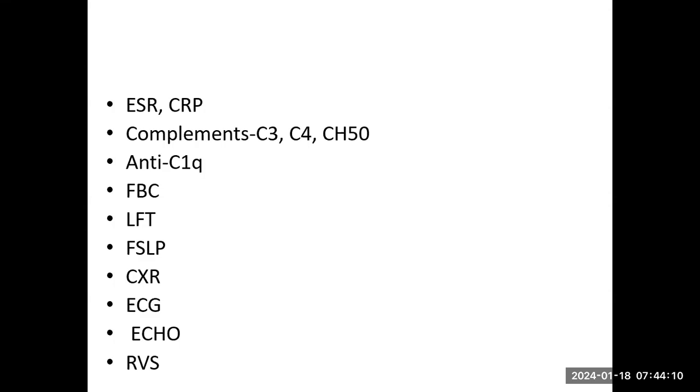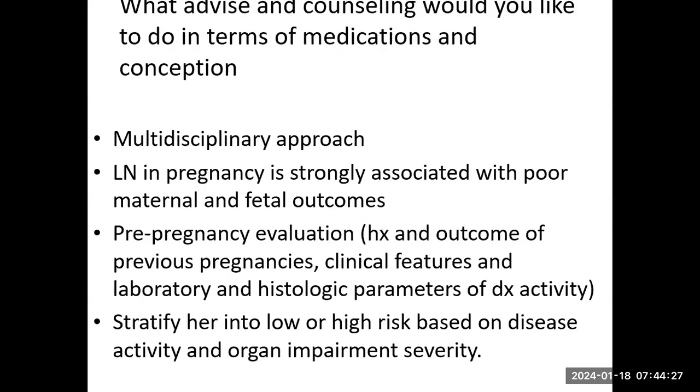So I want to have a baseline fasting serum lipid, a chest X-ray, ECG, and echocardiography for cardiac disease, where the patient may present with serositis, which is one of the features. I want to do a chest X-ray, ECG, echocardiography, and also have a baseline viral screen.